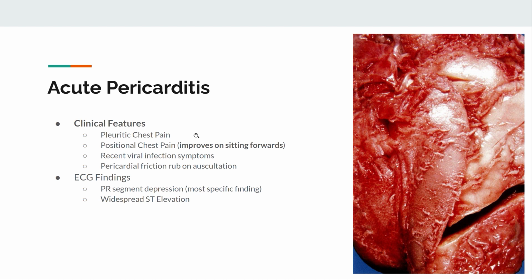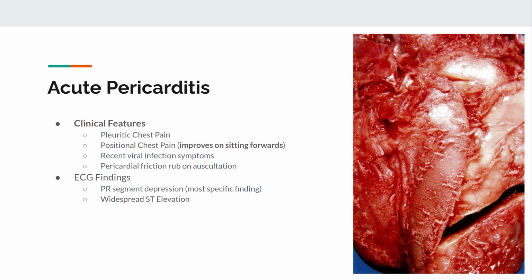Clinically, there's pleuritic chest pain, which basically means the pain is worse when you take a deep breath. It's positional, so when they sit up and lean forward, the pain gets better. They might have had a recent viral infection, and when you auscultate them, you will maybe hear this pericardial friction rub, which people say feels like rubbing your hair between your fingers, like this. I don't know if you can hear that, but that's what people say.